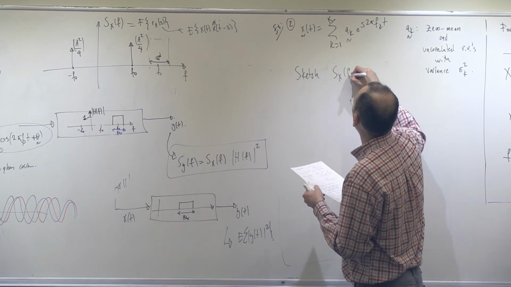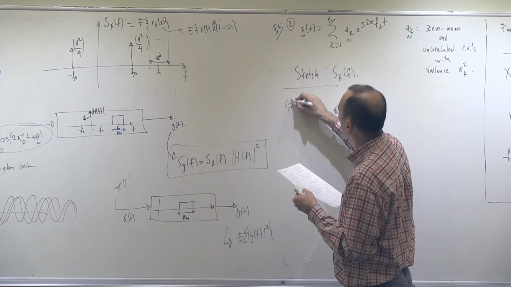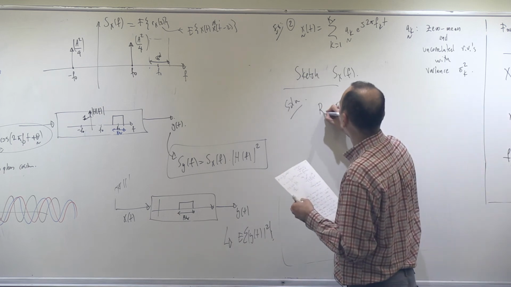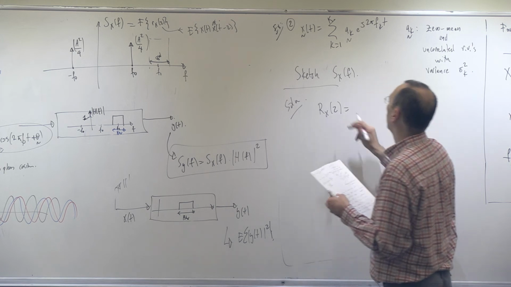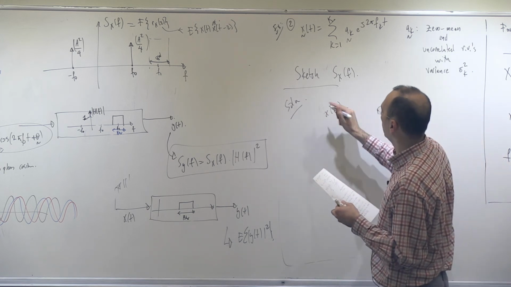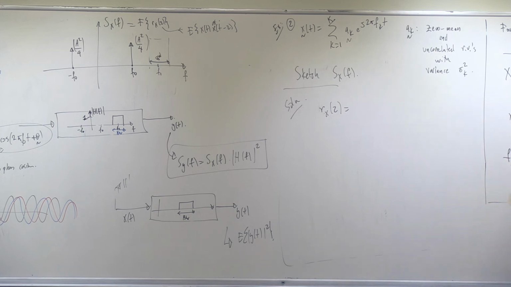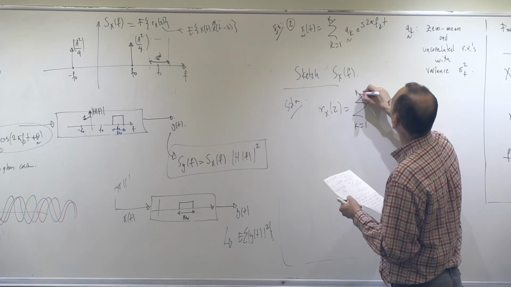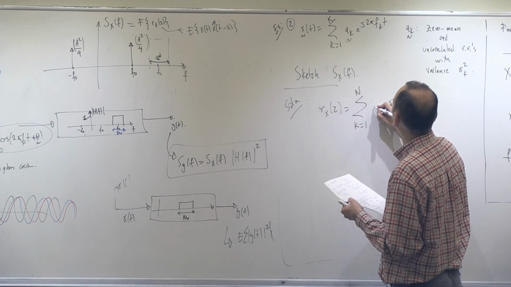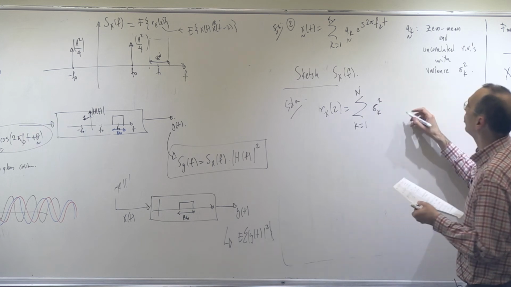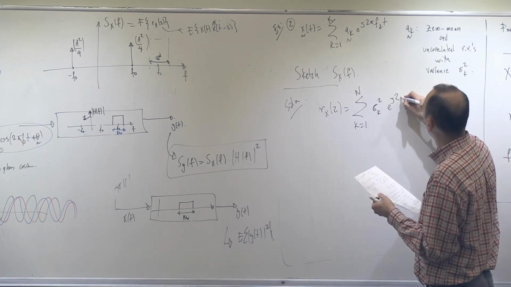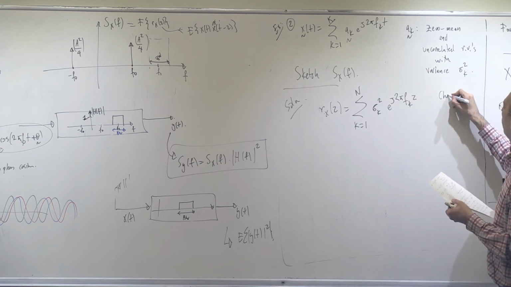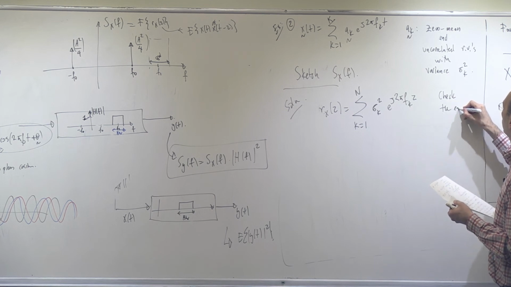Now again, the problem is the same. Sketch this. So how can I find the autocorrelation of this? R_x of tau. Sometimes I use small, sometimes I use capital letters. It doesn't matter actually. So this is equal to, we have done this calculation also before. So it's in your notes, check the earlier notes.